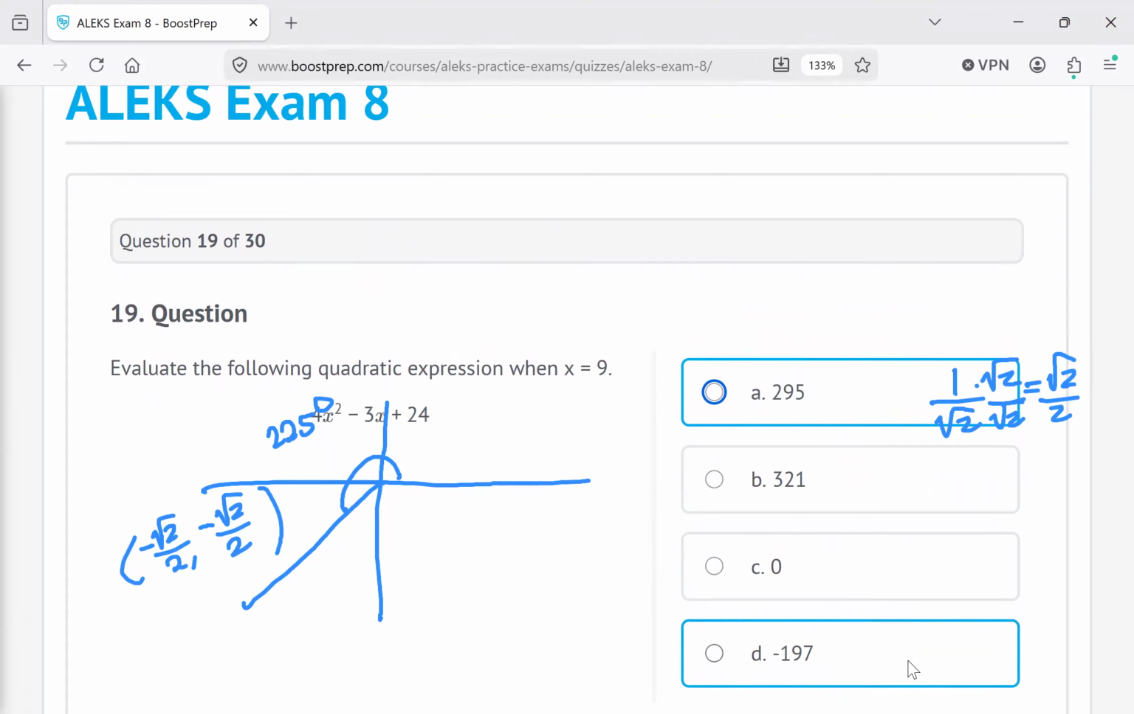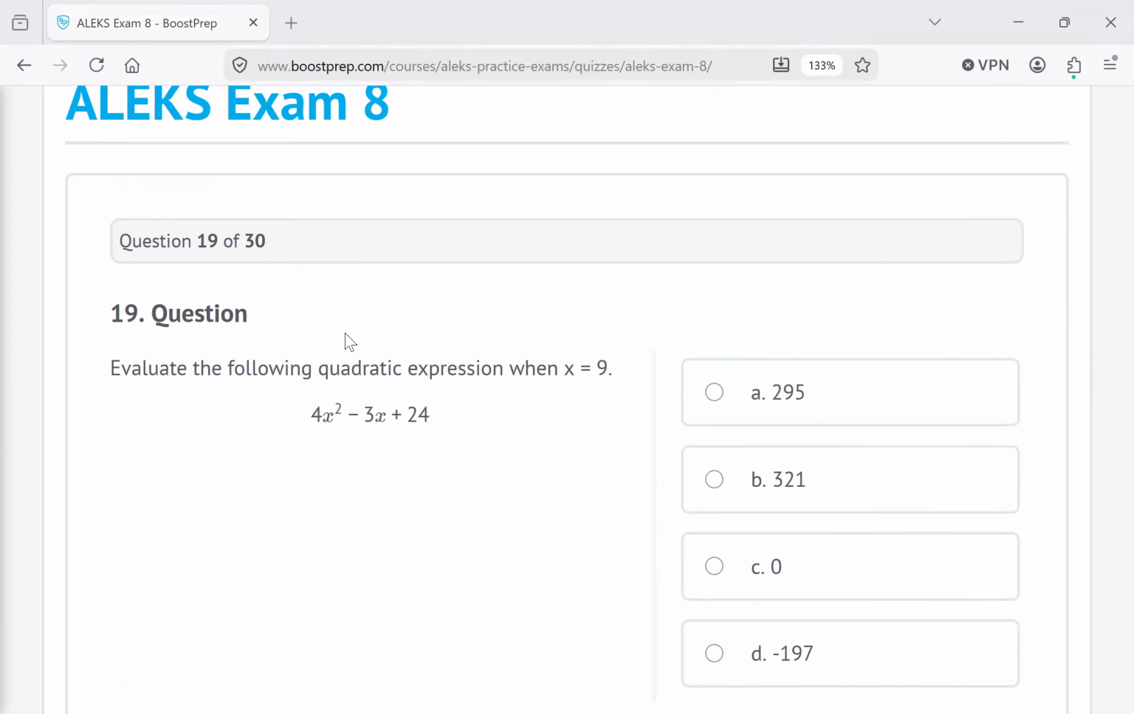Evaluate the following quadratic when x equals 9. This is not too bad. So all you've got to do is wherever you see an x, plug in 9. So it's going to be 4 times 9 squared minus 3 times 9 is 24. And you could just put that in the calculator. Done. Minus 321.